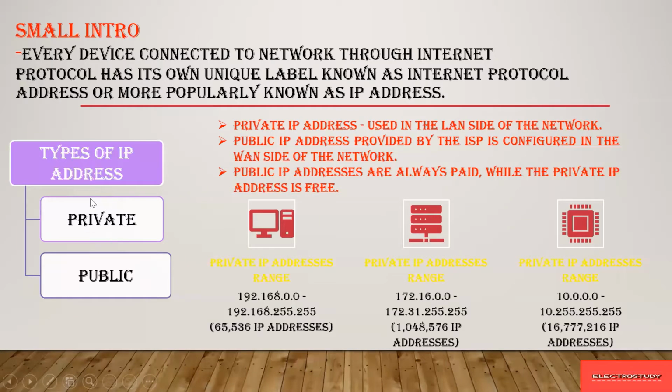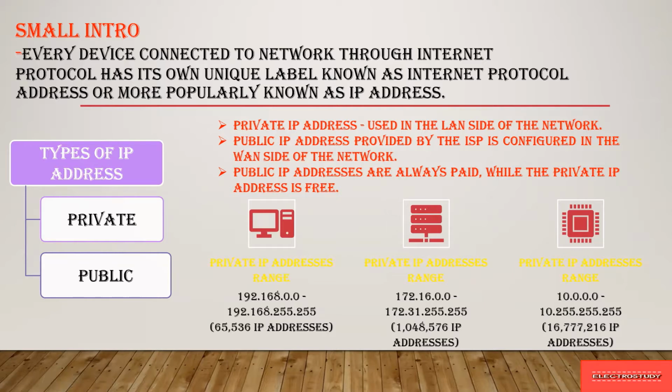Private IP addresses are used on the LAN side, that is, a small geographical area. Public IP addresses are used on the WAN side, and are provided by an internet service provider. Generally, private IP addresses are free, but public IP addresses are always paid.